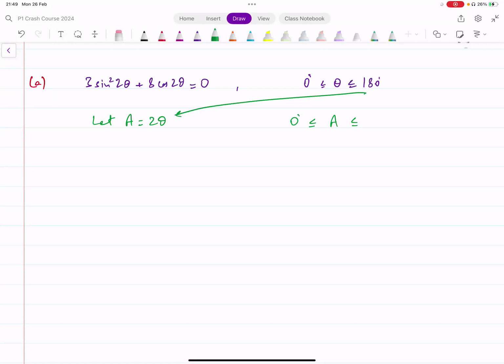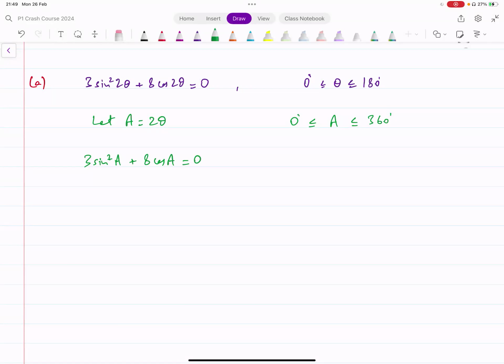And then when you input 180 here, that gives you 2 times 180, that's 360. So this equation therefore becomes 3 sine square A plus 8 cos A equal to 0. And now you just have to solve this equation.